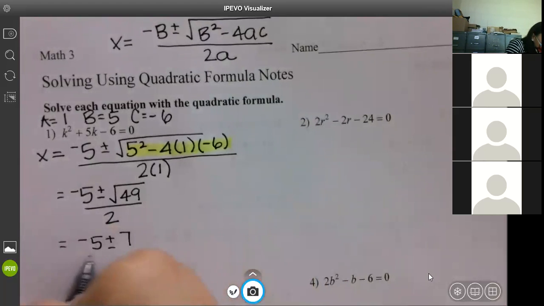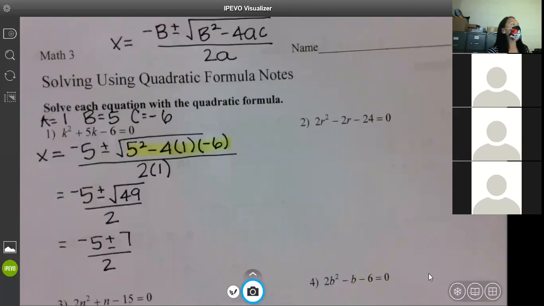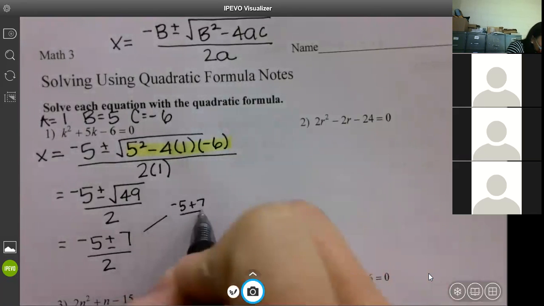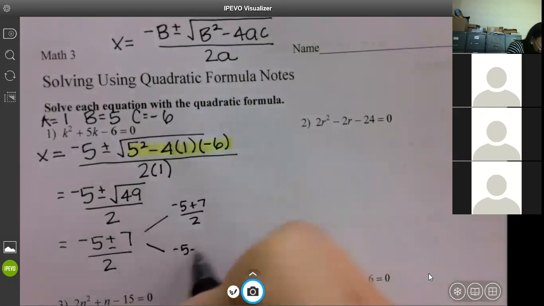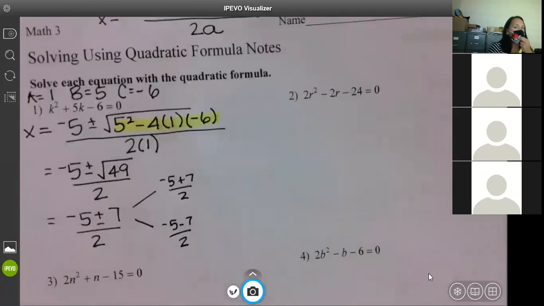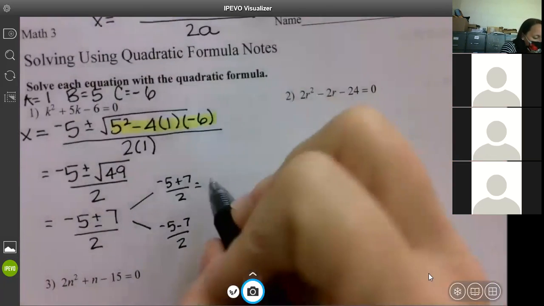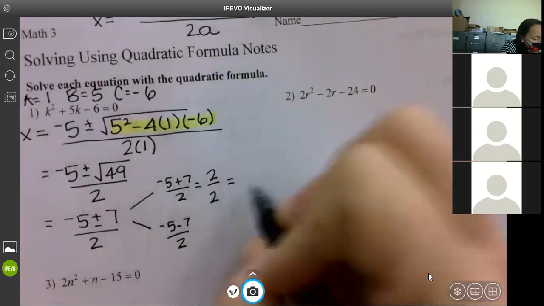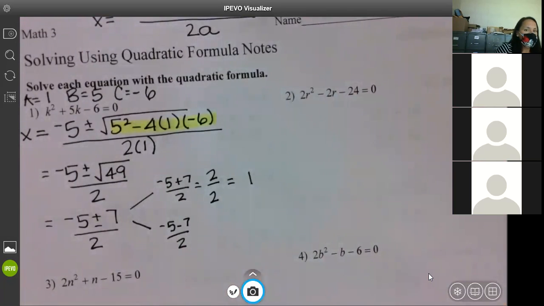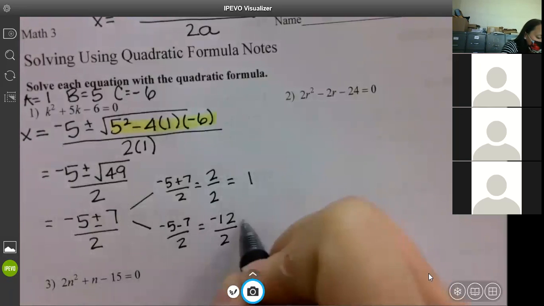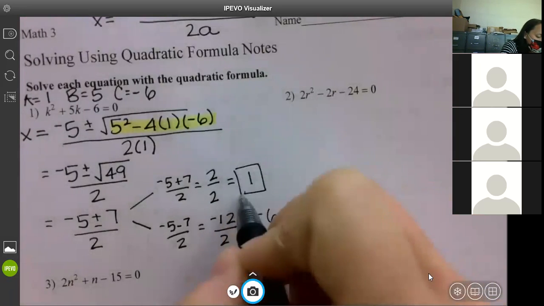The square root of 49 just happens to be 7. And then you're splitting it into two answers because you have a plus 7 and a minus 7. So I do this. Negative 5 plus 7 divided by 2. Negative 5 minus 7 divided by 2. Negative 5 plus 7 is a positive 2. Divided by 2 gives us 1. Negative 5 minus 7 is negative 12 divided by 2, which gives us negative 6.